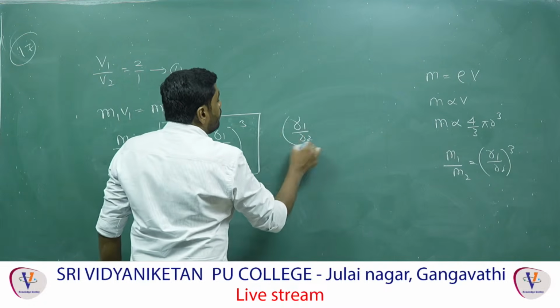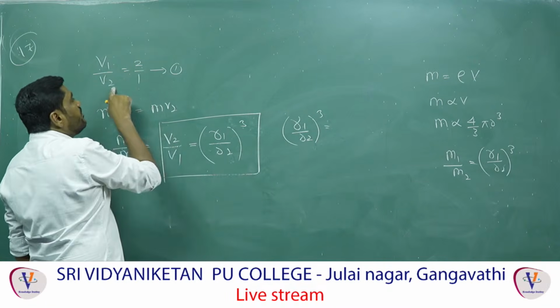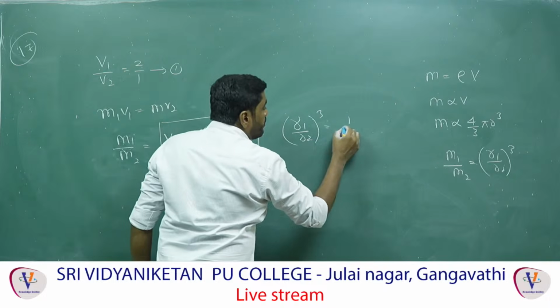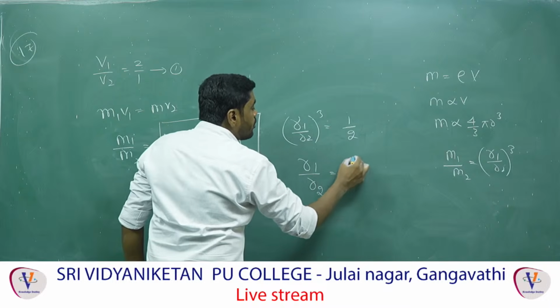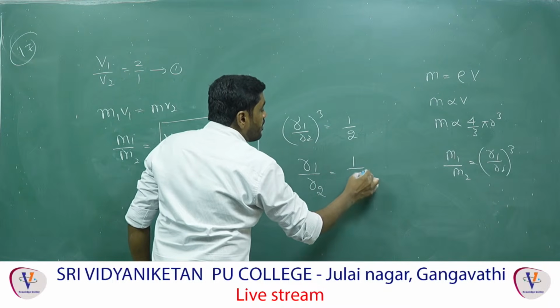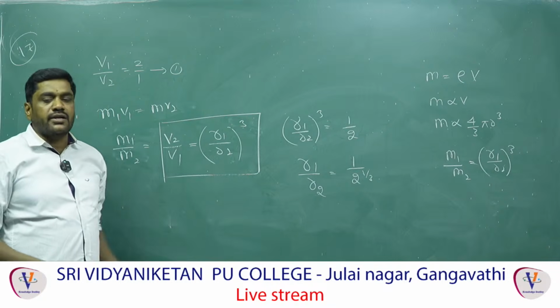R1 by R2 whole power 3 is equal to V2 by V1. But we have taken V1 by V2. Therefore, V2 by V1 will get 1 by 2. R1 by R2 is equal to 1 by 2 power 1 by 3. So 1 is to 2 power 1 by 3 is the correct answer for this one.